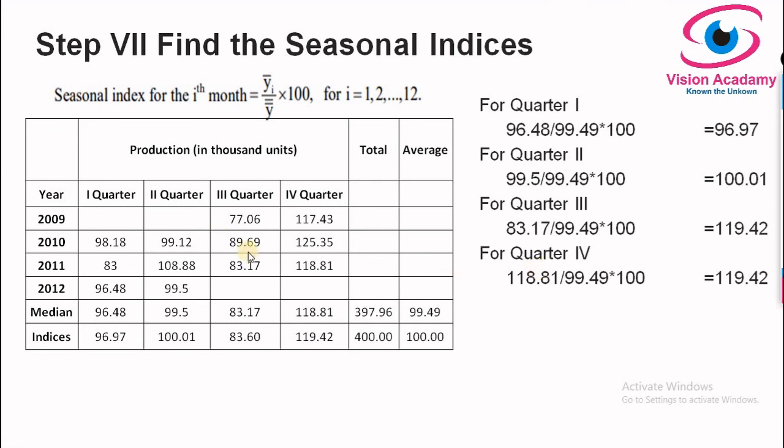In my next lecture, I'm going to concentrate on months, which is much more complex than quarter. That is why I have considered quarter first, since the number of observations is very small. We can understand it very easily.